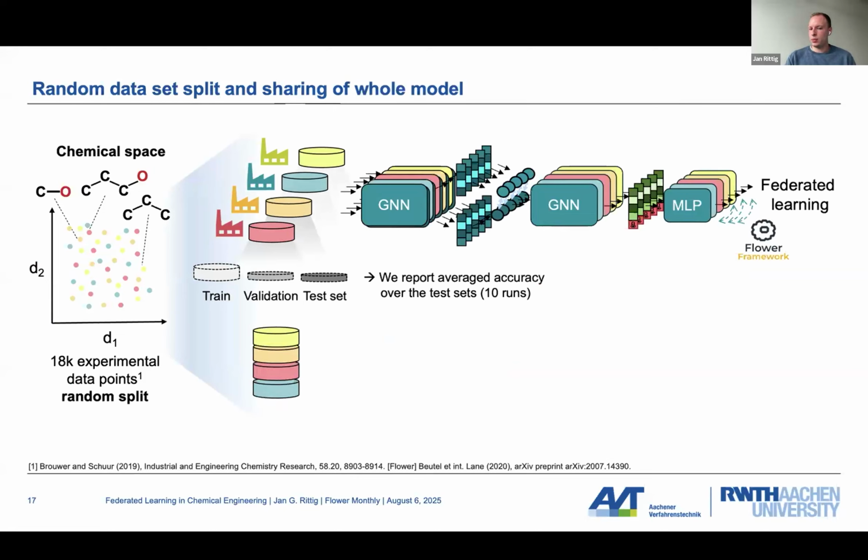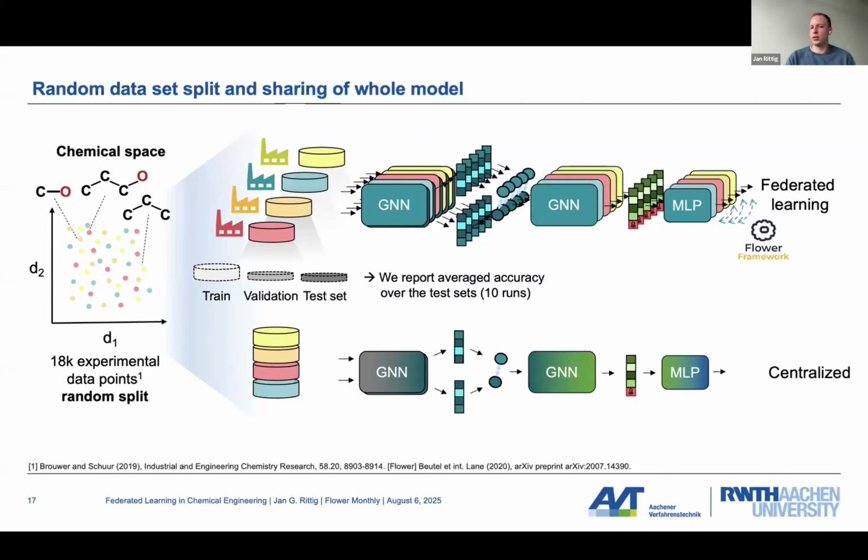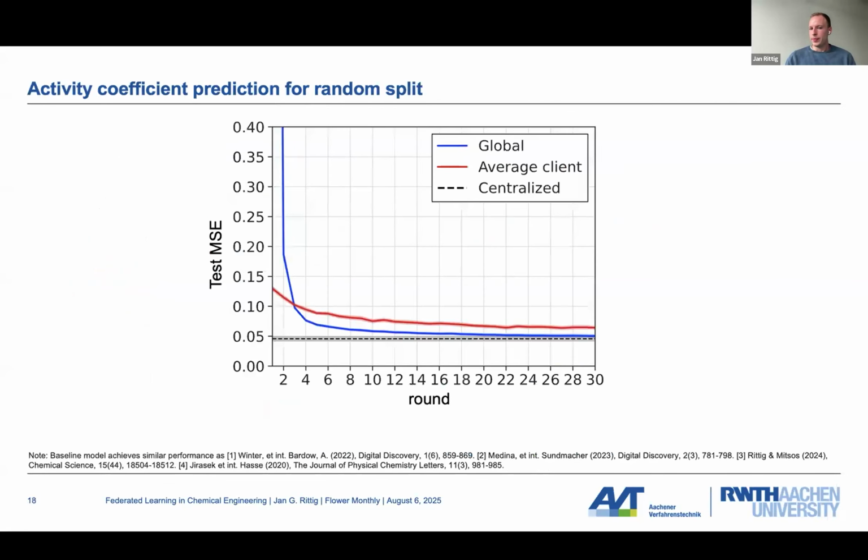And as a baseline, we here use a graph neural network that is just trained on the whole data set. So just combining all this data in one data set, and we call this the centralized scenario. So the question that we here wanted to investigate: does federated learning provide a benefit for the clients? And here we can see the results for this first scenario.